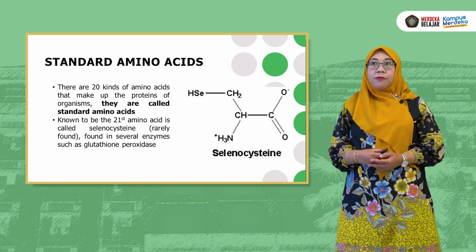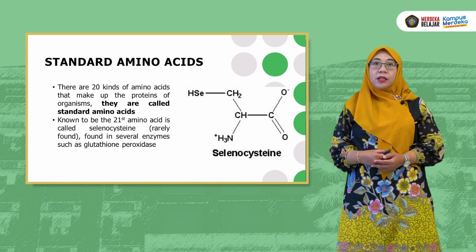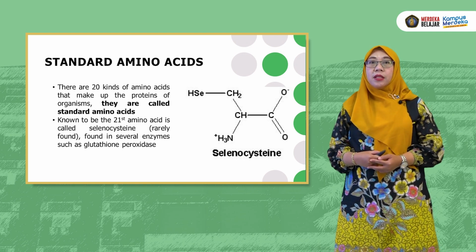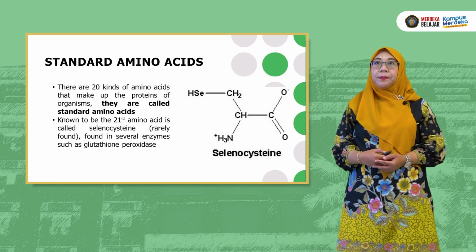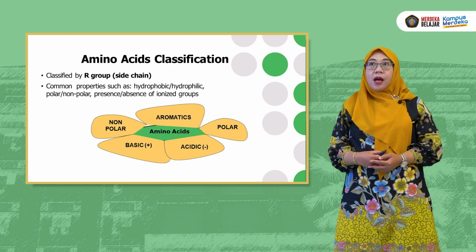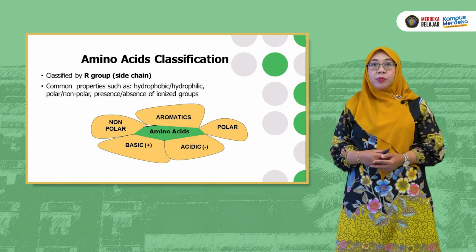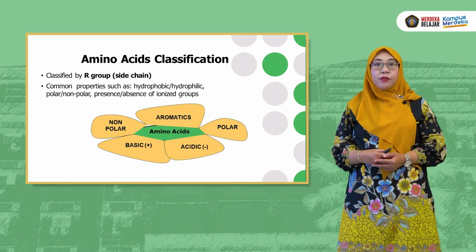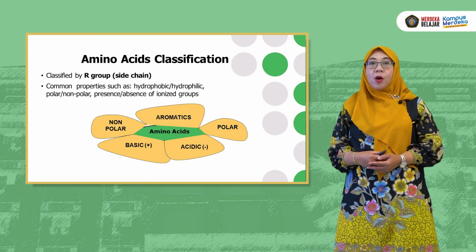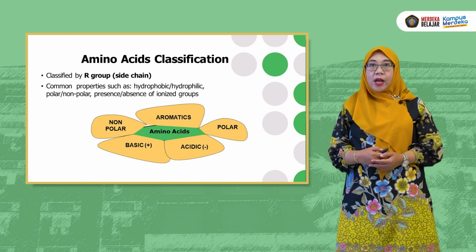Known to be the 21st amino acid is selenocysteine, and it is rarely found. It's found in several enzymes such as glutathione peroxidase. Amino acid classification is based on the R group or side chain. Their common properties include hydrophobic or hydrophilic, polar or non-polar, and presence or absence of an ionized group.